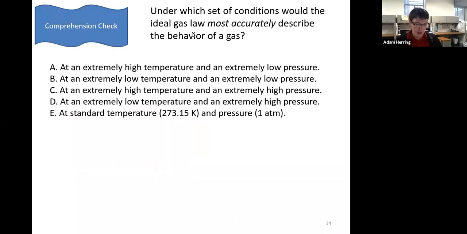All right, let's try a problem here. Under which set of conditions would the ideal gas law be most accurate in describing the behavior of a gas? Pause the video and think through this on your own.